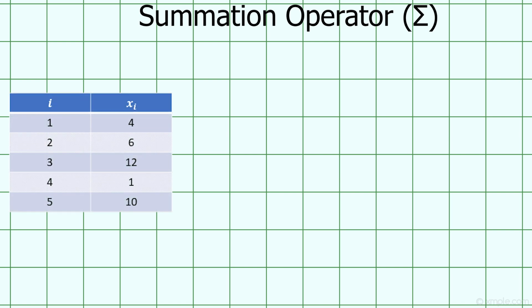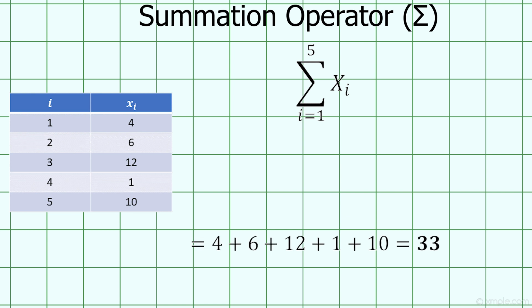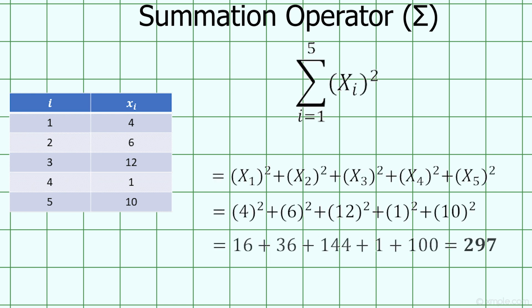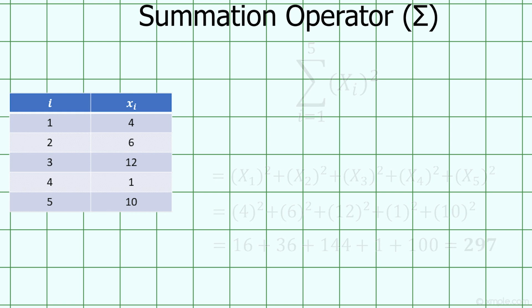I see. We'll start with the summation operator. The summation operator, represented by the Greek letter sigma, is used as a shorthand to express a bunch of numbers in a set added together. For example, this expression basically means the sum of all x's, while this one would mean square all x's and then add them together.